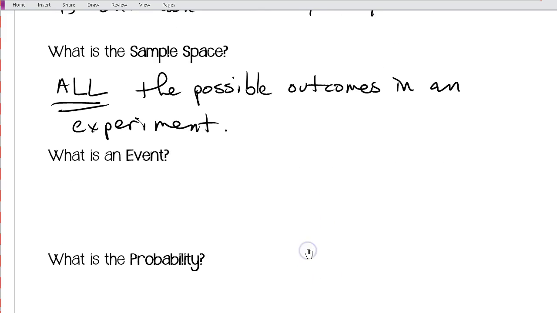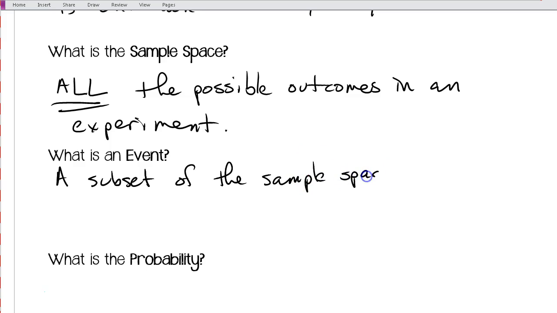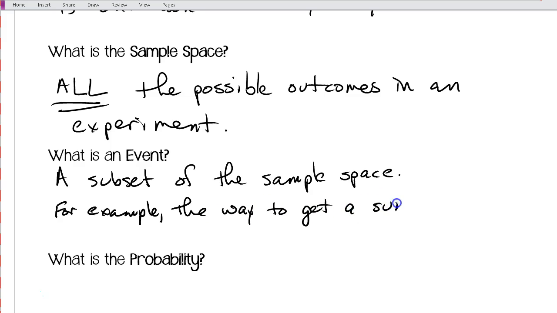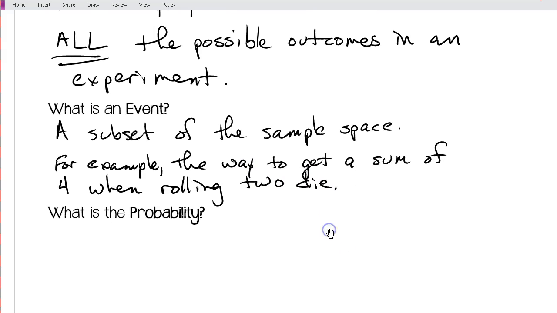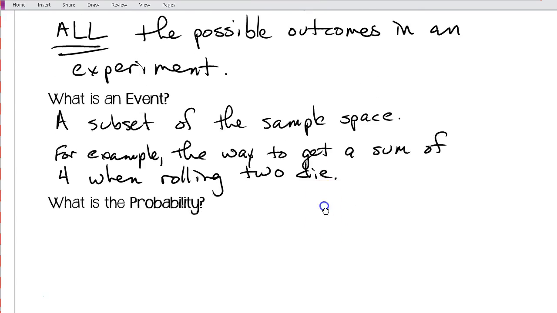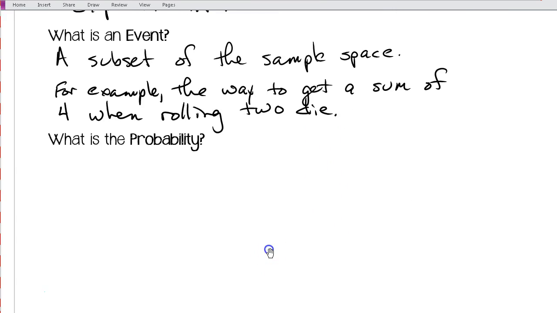Okay, so moving on to an event. An event is a subset of the sample space. So, for example, the way to get a sum of 4 when rolling 2 dice. Alright, so that would be a subset of the sample space. The sample space would be all the possible outcomes. An event would just be a subset of that.